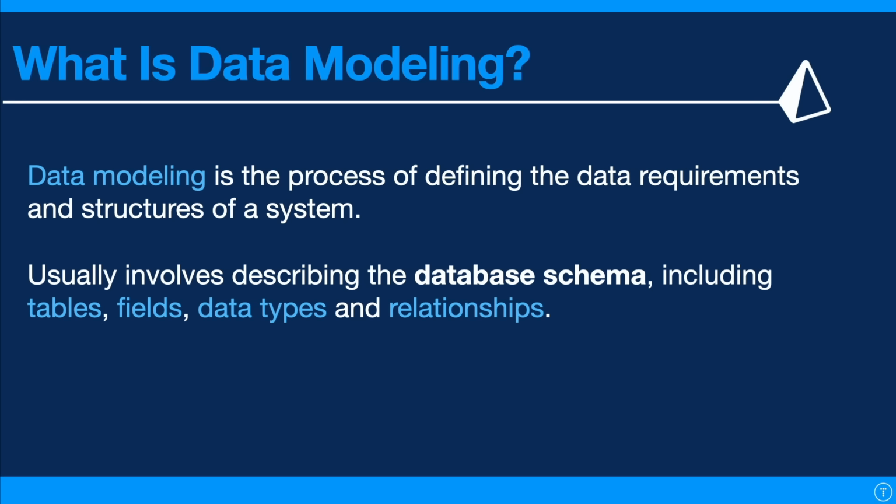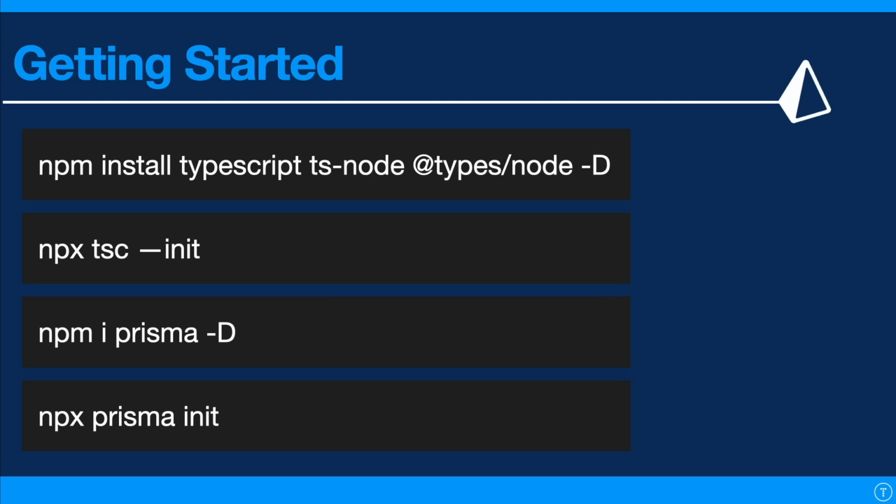So we're going to get into creating our schema. We're just going to create a user schema and an article schema. We're also going to have a relationship between a user and an article. Now, to get started, we're going to first install TypeScript, ts-node, which is what we'll use to run our TypeScript file directly, and then also the Node.js types. And then we're going to initialize TypeScript with tsc --init. Then we can install Prisma, and then we can initialize Prisma, and then we'll start to write our schema and model our data. All right, so let's get into it.